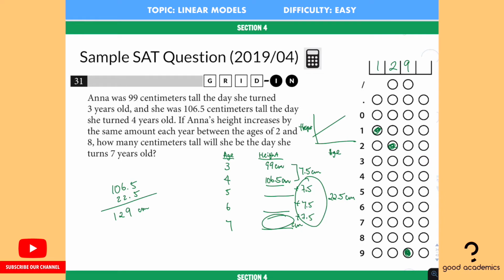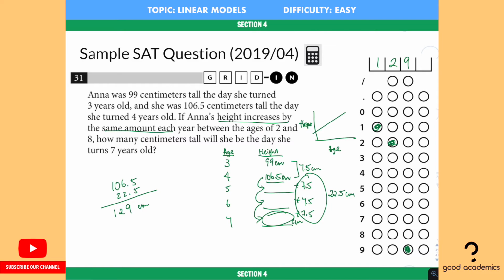That would be my preferred method because it's a lot faster, it's simpler. Just make sure that you know how to go from the age 4 height to the height at 5 years old, to 6 years old, and then 7 years old, since it says that the height increase is going to be the same each year from 2 to 8 years old. So that's how easily you can solve this problem without creating an equation, without worrying about if the equation is valid or making careless mistakes. This one, you can simply figure it out, and it's very simple and straightforward.